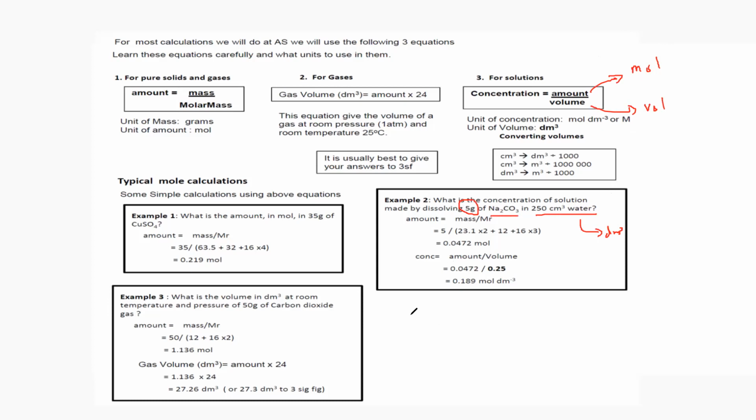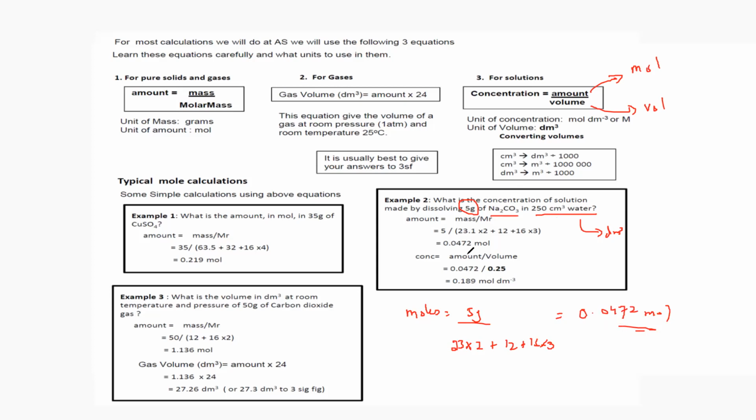So first you have to use the first formula, that moles equal mass in gram divided by molar mass. So the molar mass of sodium carbonate: sodium is 23 multiplied by 2 because 2 sodium are there, plus carbon is 12, plus oxygen 16 multiplied by 3. So this will give you the amount of moles, which is 0.0472 moles. So these are the moles of sodium carbonate.